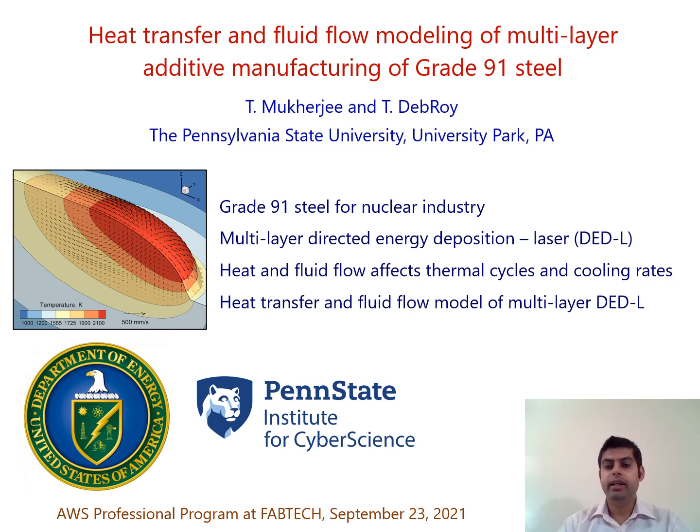Grade 91 steel parts are recently made using the directed energy deposition additive manufacturing process for the nuclear industry. During this process, the heat transfer and fluid flow affect the thermal cycle and cooling rates, both of which are responsible for controlling the structure and properties of the parts. So in this work, we have developed and used a heat transfer and fluid flow model for multi-layer DED of grade 91 steel.